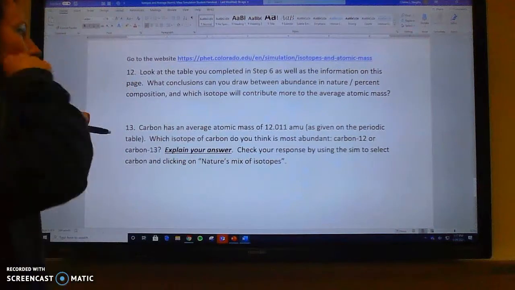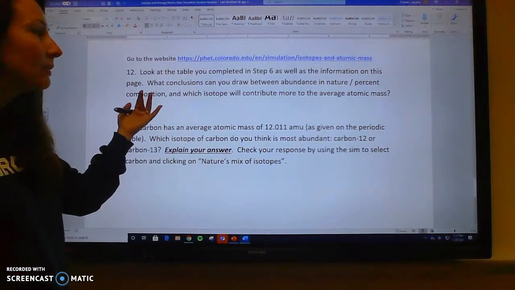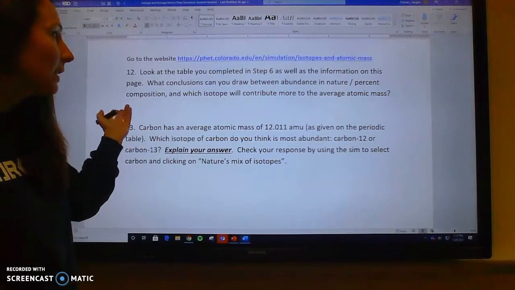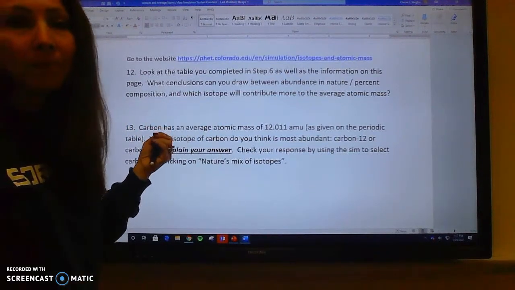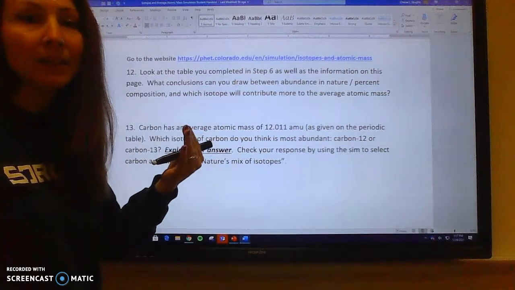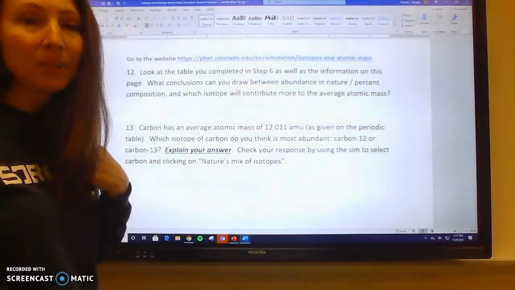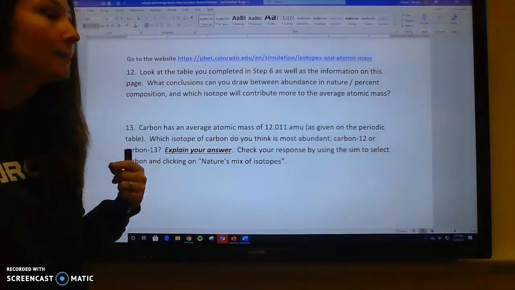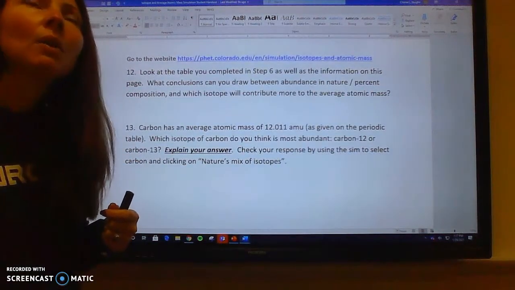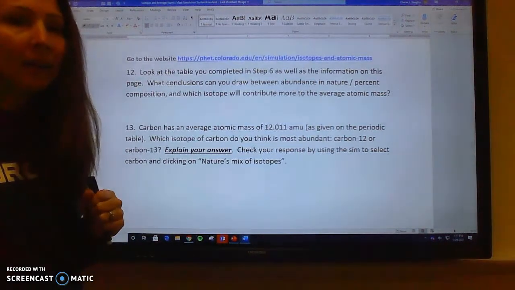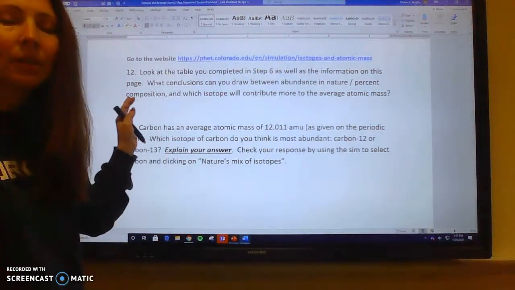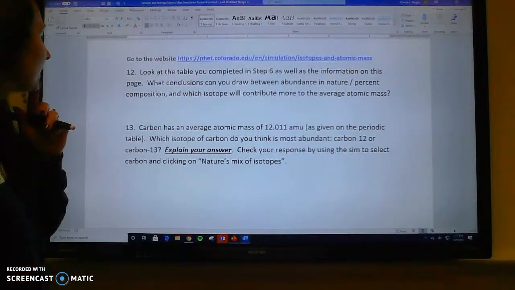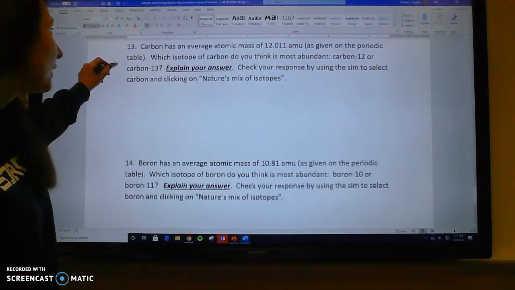So going back to this question, what conclusions can you draw? Well, you are supposed to say something about how the one with the highest abundance or the highest percent composition is going to contribute more to the average mass. Okay? So we'll talk a little bit more about that, but that's the conclusion that you should have gotten after doing these different simulation activities. And then we have a question.